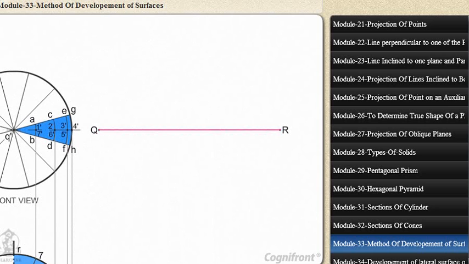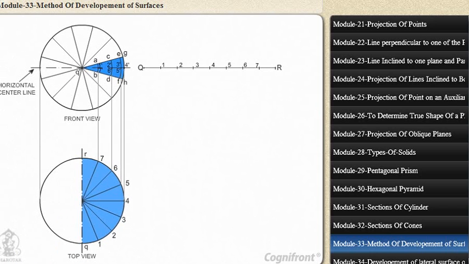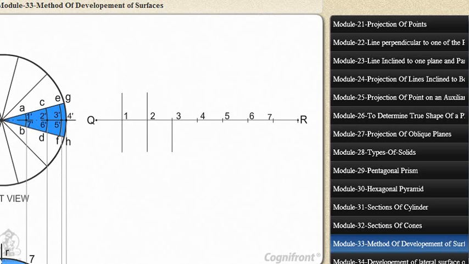Draw a line QR in line of horizontal center line and divide line QR into 8 equal parts by taking length of each part from top view. That is, length Q1 on top view equals length Q1 on line QR. Length 1-2 on top view equals length 1-2 on line QR. Length 2-3 on top view equals length 2-3 on line QR, and so on. Length 7R on top view equals length 7R on line QR respectively. Draw perpendiculars from points 1 to 7 on line QR.